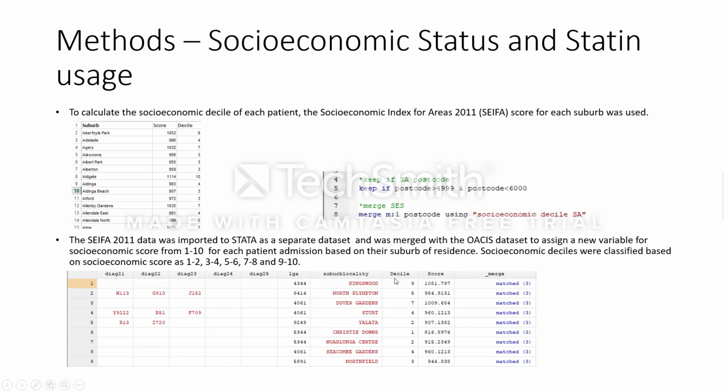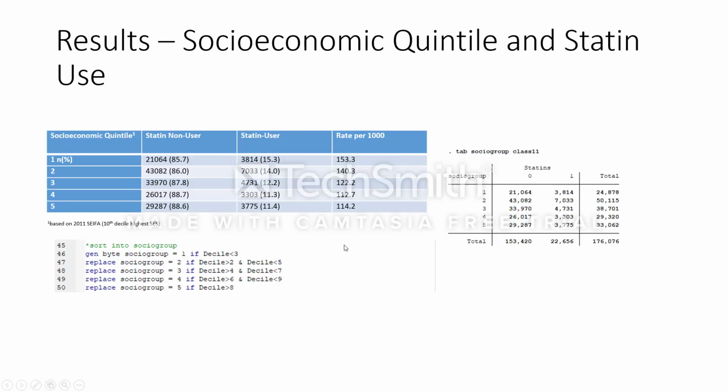Yeah, so now each patient had a socioeconomic decile based on their suburb. We could get an indication of the socioeconomic status of each patient. So then the results I've got, I tabulated the socio group and the class 11 users, because remember, class 11 users are the statin users. So this is the coding, quite simple.